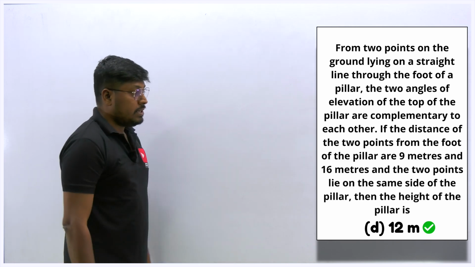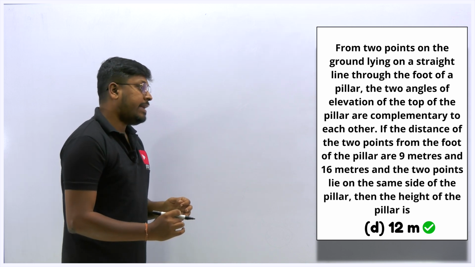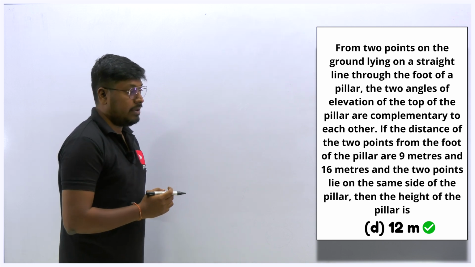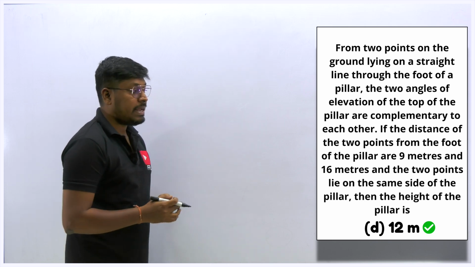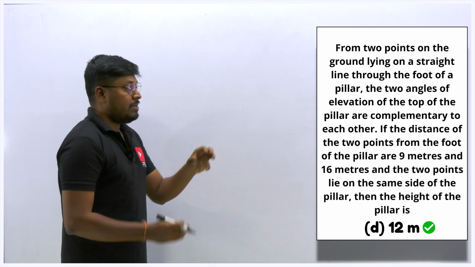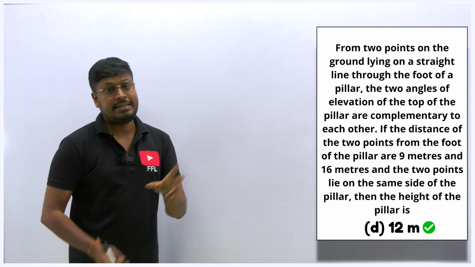So next question: from 2 points on the ground lying on a straight line through the foot of the pillar, the angles of elevation of the top of the pillar are complementary angles to each other. So here there are 2 angles of elevation, which means the question is from heights and distance.